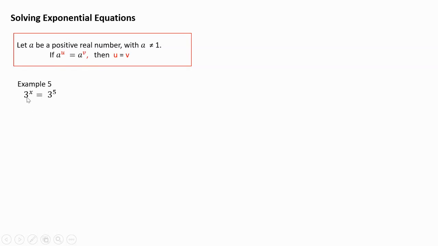Example 5. For example, we have 3 to the x equals 3 to the 5th power. So do we have the same base? Yeah, we do. So then we can apply the rule. The rule states if you have the same base, we let the exponents equal each other. So my answer is 5. X equals 5. I like to start out with a simple example because after this one, they get a little bit more challenging, okay?